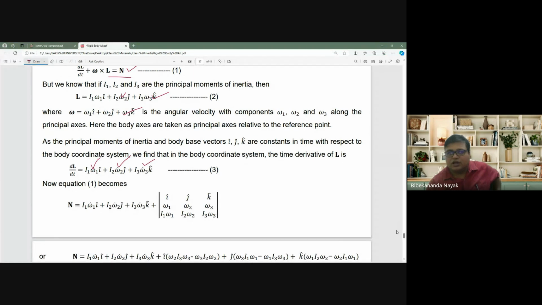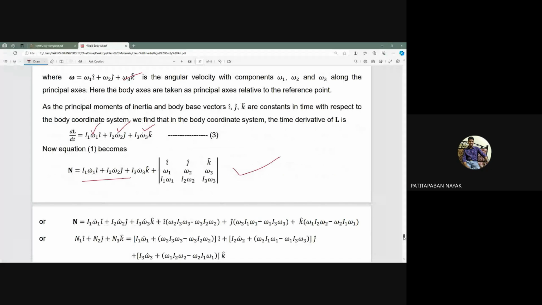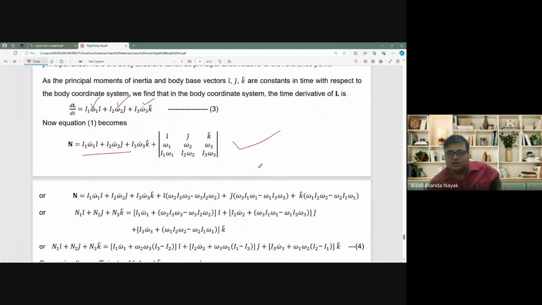Final N will be dL by dt plus omega cross L. Omega cross L means cross product, you know, calculated through determinant like this. Isn't it? Then calculate the determinant. This determinant is i cap into omega 2 I3 omega 3 minus omega 3 I2 omega 2. Plus j cap, means I have to add minus. Plus j cap is equal to omega 3 I1 omega 1 minus omega 1 I3 omega 3, plus k cap omega 1 I2 omega 2 minus omega 2 I1 omega 1. Okay.